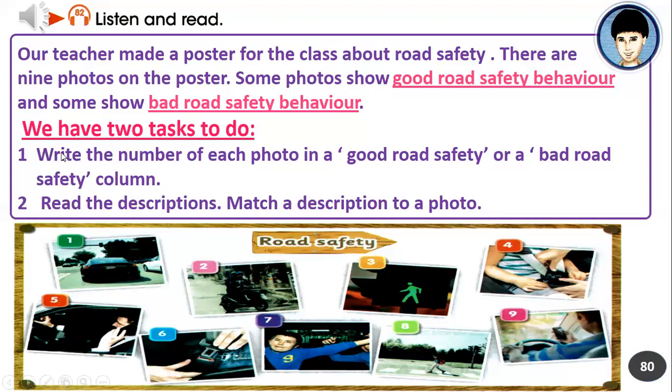The first task: write the number of each photo in a good road safety or a bad road safety column. We write the numbers of photos that show good road safety behavior in one column, and those that show bad road safety behavior in another column. This is the first task. Number two, read the descriptions on page 81. Match a description to a photo.